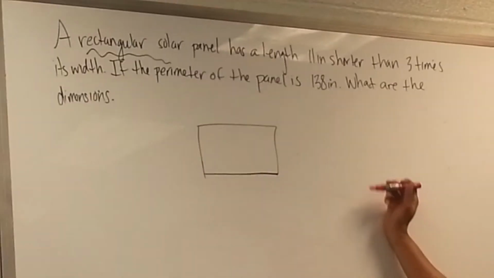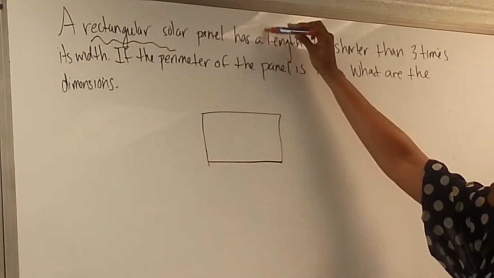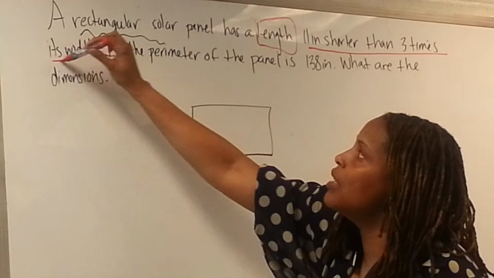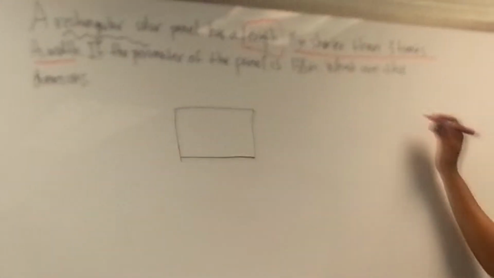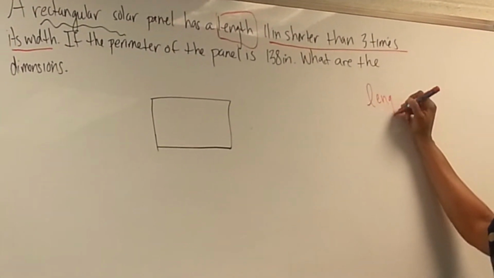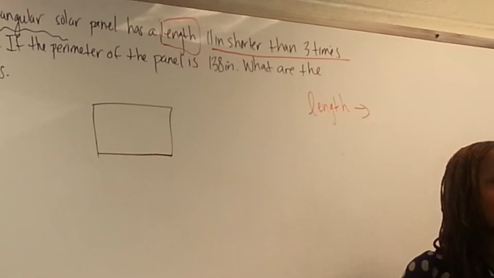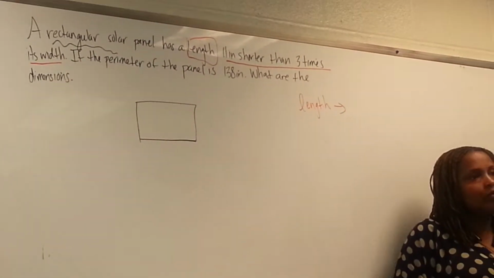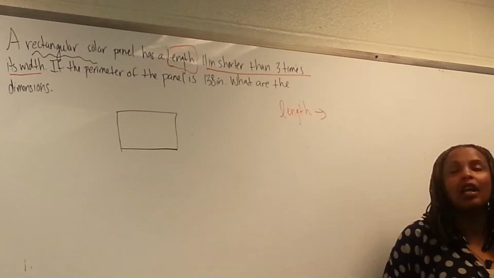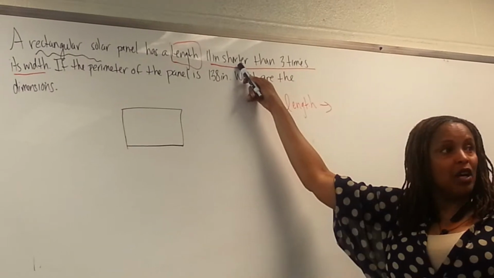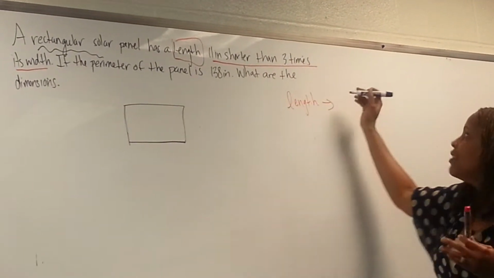The solar panel has a length. The length is 11 inches shorter than 3 times the width. How do I write that? So the length is what? How do I write that as a mathematical statement? Okay, close. 11 inches shorter, so I'm... 3x minus 11. Right, perfect.